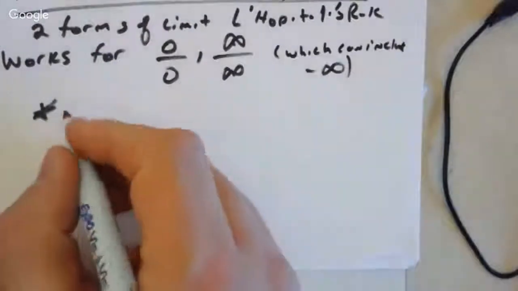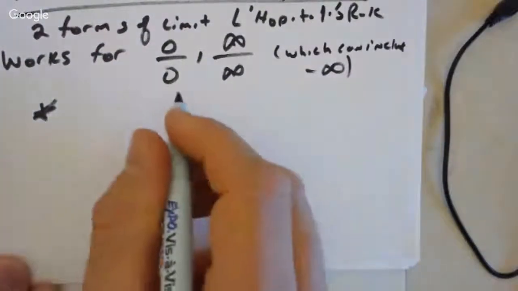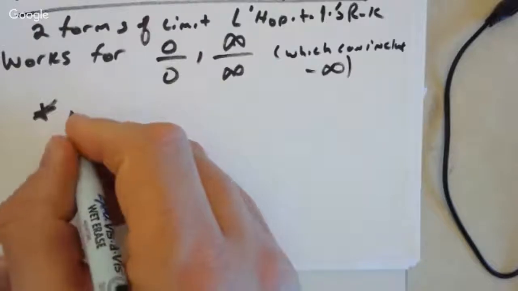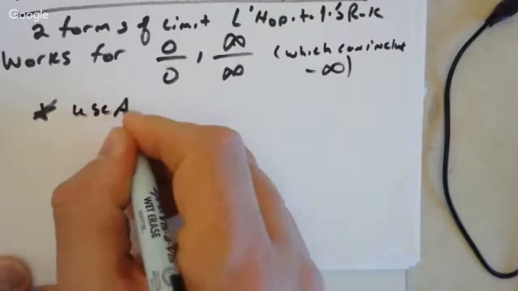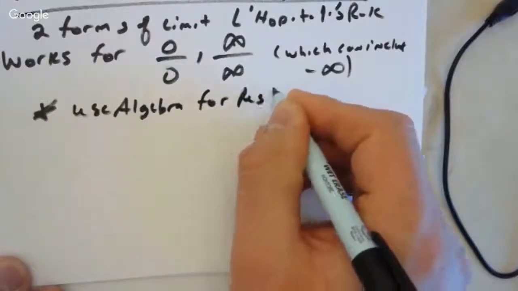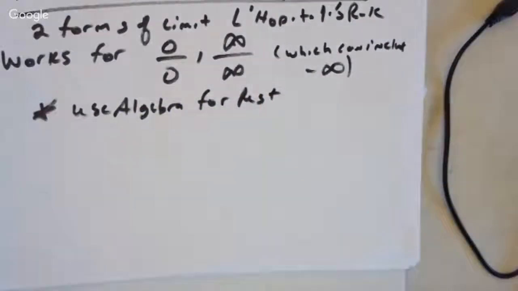Okay, so what are we going to talk about with this today? Talked about that, talked about that, talked about that, talked about L'Hopital's working for that. We will have to use algebra for the rest. So in other words, we can get it to look like that. We can get it to look like that, but we have to use algebra for the rest.